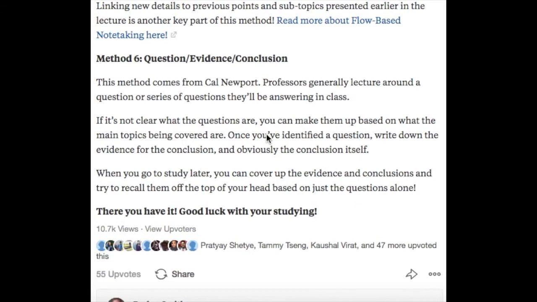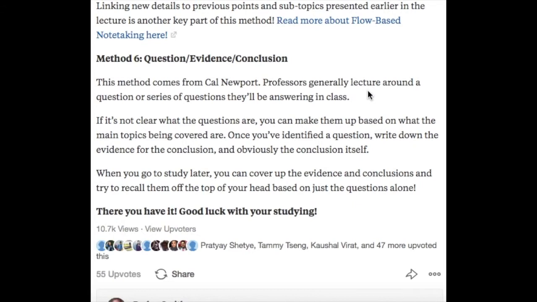But one of the main ones that he talks about is his question, evidence, conclusion. The idea behind this is that professors generally lecture around a series of questions, or one central question, and that's what they'll be answering with the lecture in their presentation. If it's not clear what the questions are, you just make them up based off of what's being covered. Once you identify the question, you write down the evidence that helps you answer the question, and then logically, once the conclusion comes up, you put the conclusion there.